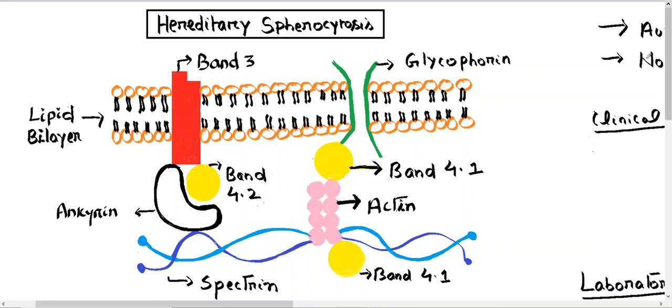Hello everyone, today's topic is hereditary spherocytosis. I'll be talking about the pathophysiology, the clinical presentation, laboratory findings, peripheral blood picture, complications and management. And watch the entire video, guys, because I'll be talking about what are the other conditions where you see the spherocytes in the peripheral blood.